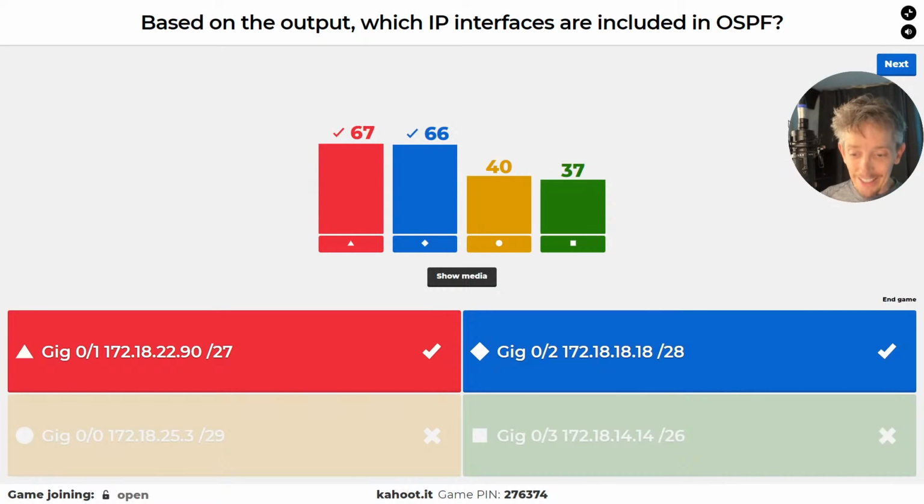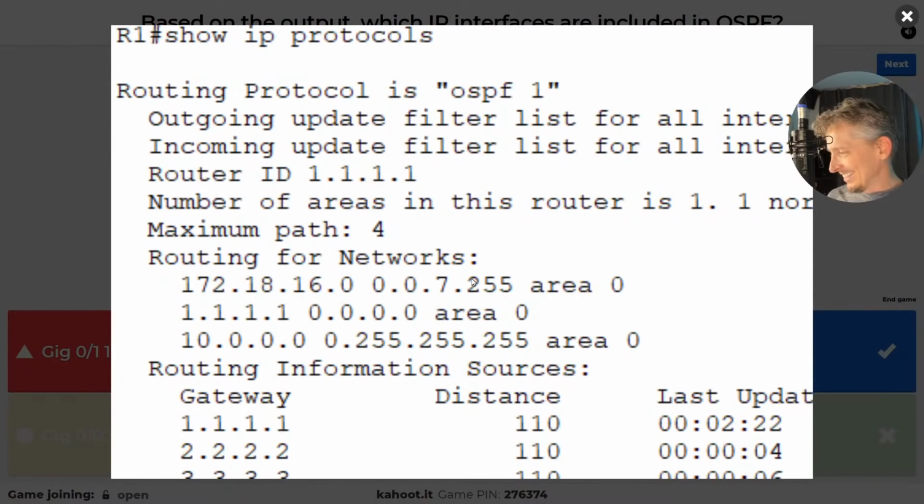Okay, so regarding this one, which interfaces are included in OSPF? I can see, thank you for the kind words, everybody. Here's how I would solve this. Number one, let me go to the big screen.